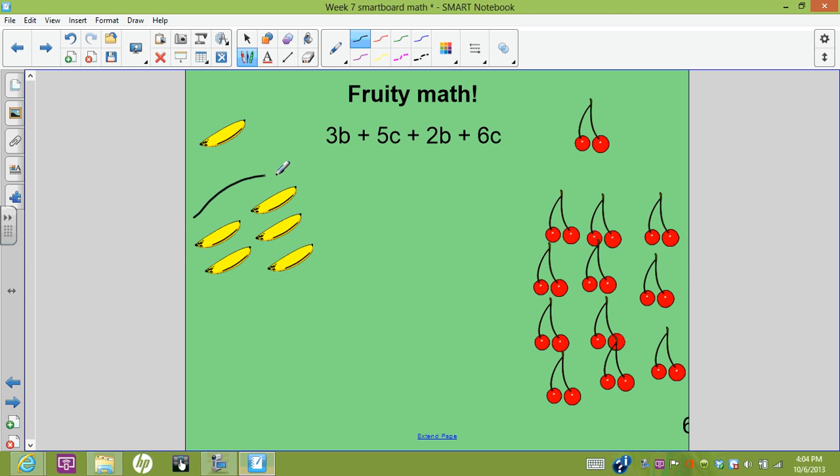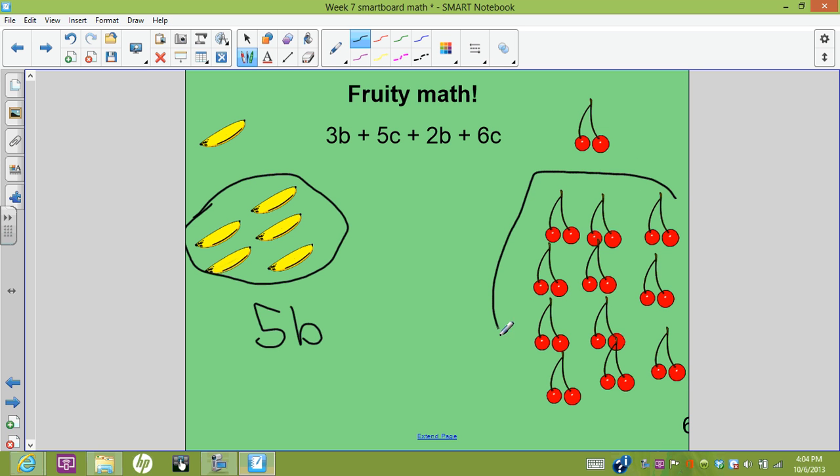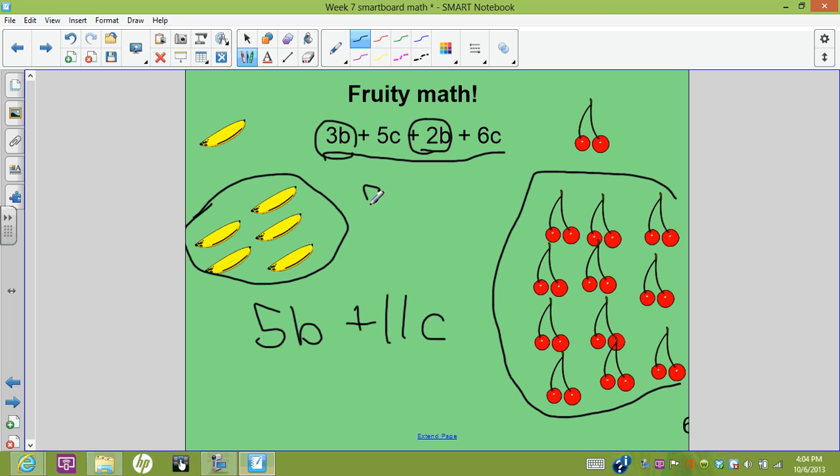So how many bananas do I have now? Well, I have 5 bananas. And how many cherries do I have over here in this aisle? I have 3, 6, 9, 10, 11 cherries. So is that what we would get if we simplified this expression? Well, yeah, of course it is. If I have 3b plus 2b, that's going to give me 5b. And then I have 5c plus 6c, that gives me 11c. I have 5 bananas and 11 cherries.